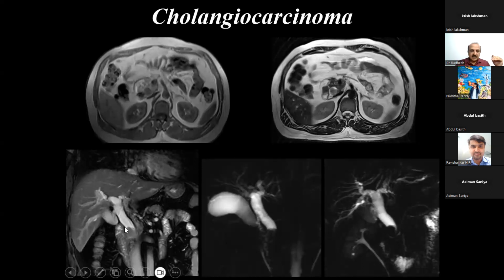And this is a coronal T2 weighted sequence where you see the tumor so well. It is not white. This is a gradient sequence. That is why the inferior vena cava and aorta are white, and the CBD is also white. And you see the tumor, which is gray. This is a T2 sequence. Flowing blood is black. This is a gradient sequence. Flowing blood is white.